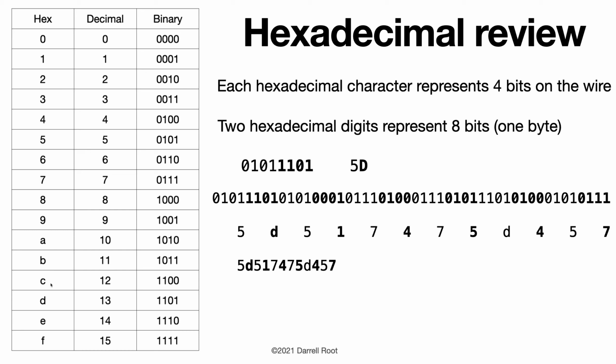For example, C is 12 in decimal. In bits, we have the 1 bit, the 2 bit, the 4 bit, and the 8 bit. So 12 is 8 plus 4, so we set the 8 bit to 1, we set the 4 bit to 1, and then the others are 0. So a C in hexadecimal corresponds to the bits 1, 1, 0, 0.